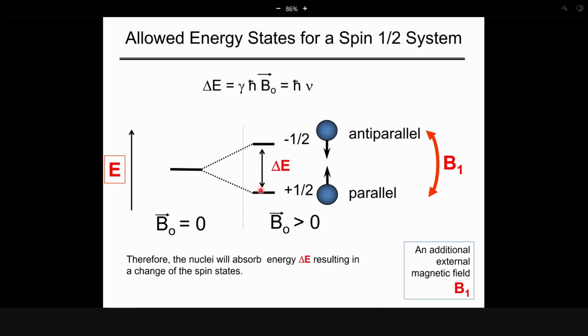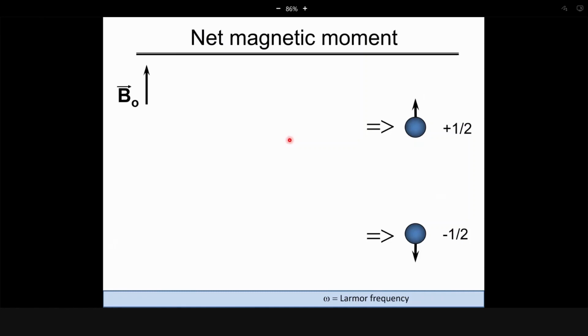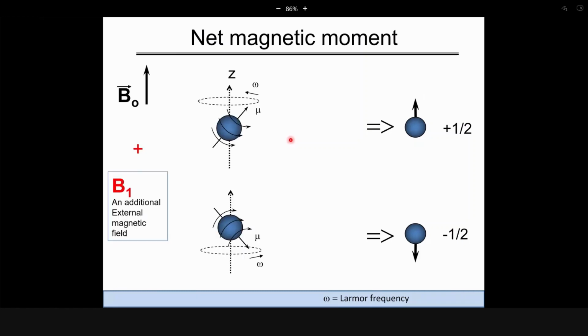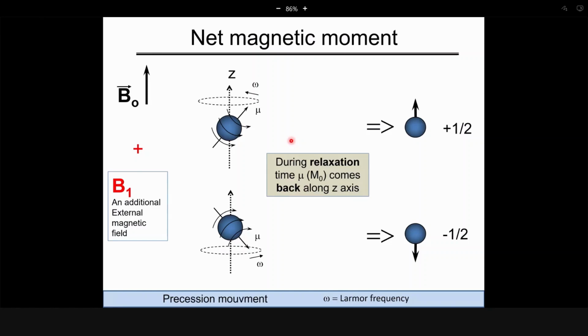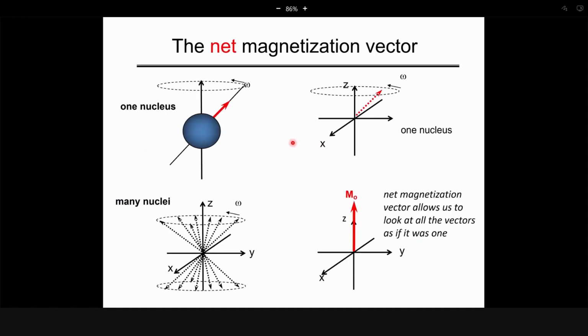You will have more nucleus with the lower level of energy than those with the higher level of energy. So when you apply B0, you will have a little bit more nucleus going up than those going down. This is a little bit more complicated. So it's just like this.